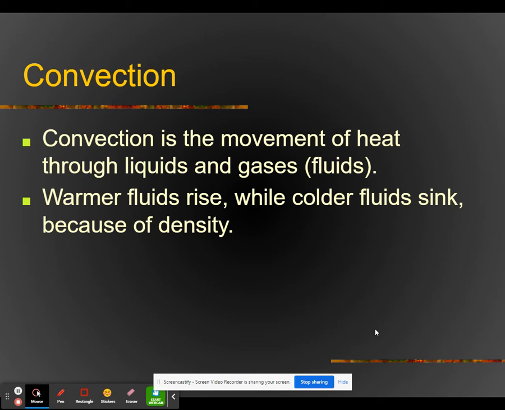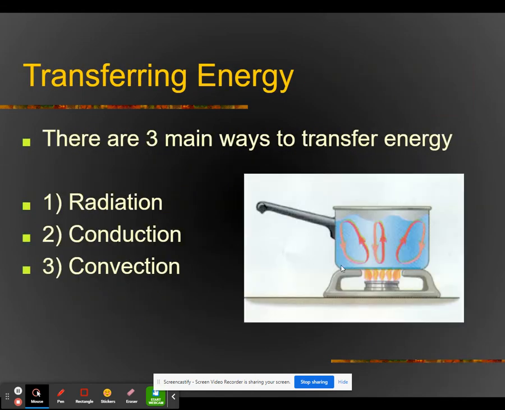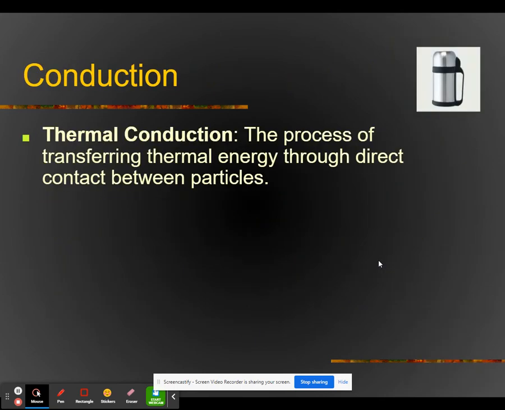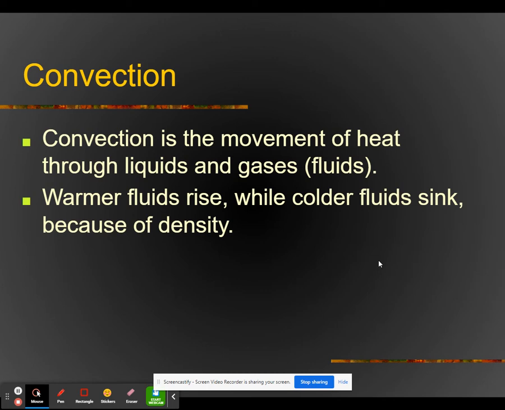And the picture from before, this pot, this is convection. And the reason you know is because it's a circular motion of temperature transfer, or of heat transfer. That's convection. Warmer fluids, as a general rule, will rise, and colder fluids sink. That's both true for air and for liquids. And this is due to the density.